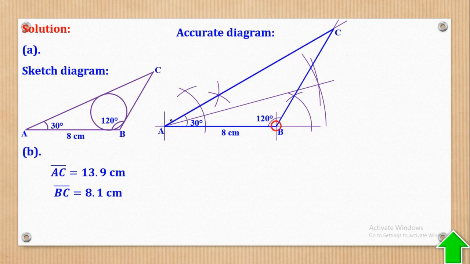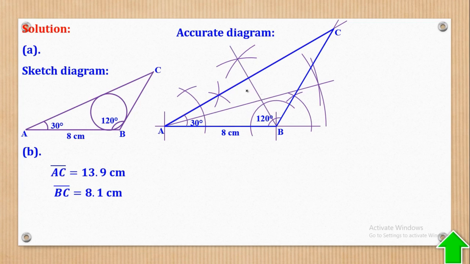Then after that, I'll come here, put the compass needle there, draw that arc. My aim is to bisect this angle, therefore I'll put the compass needle here, draw that arc, put the compass needle there, draw that arc. Then join to come up with that bisector. Now this intersection is our center of the circle, but we don't know the radius yet. So how do you get the radius?